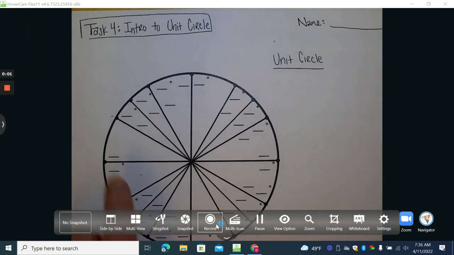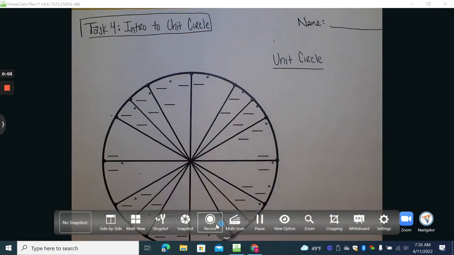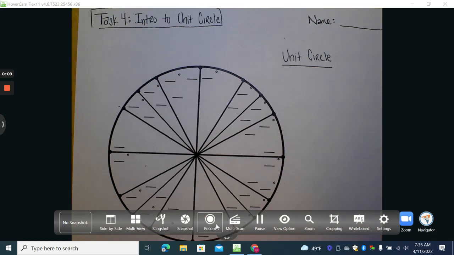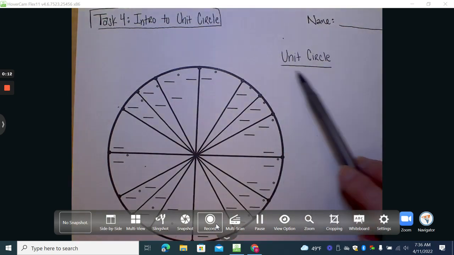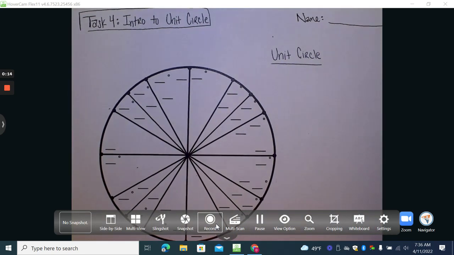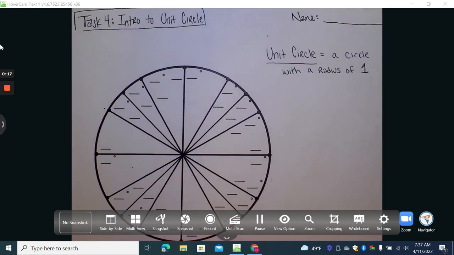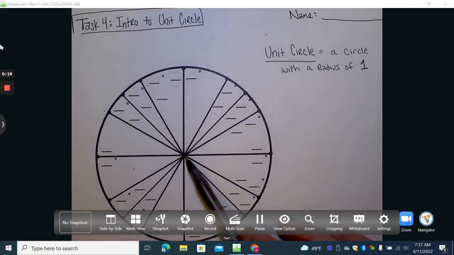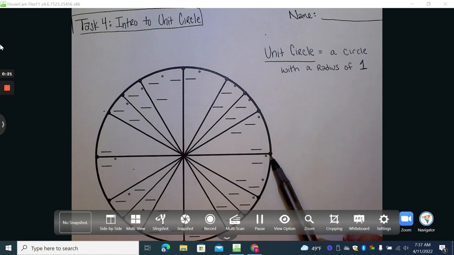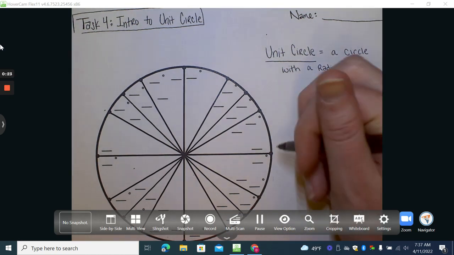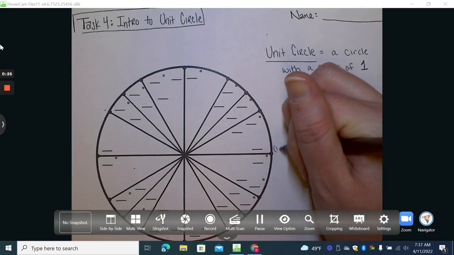All right, welcome to task 4. We are going to pause on thinking about sine and cosine. We are going to get back to them after I talk about the foundations of what we call a unit circle. A unit circle is really just a circle with a radius of 1. So the length from the center to the outside is 1. This would be, essentially, the point 1, 0.